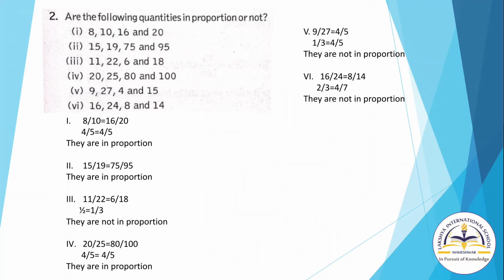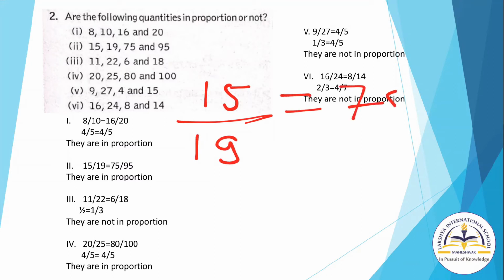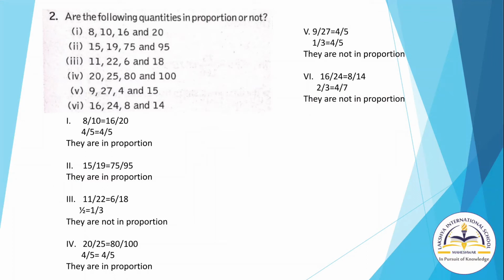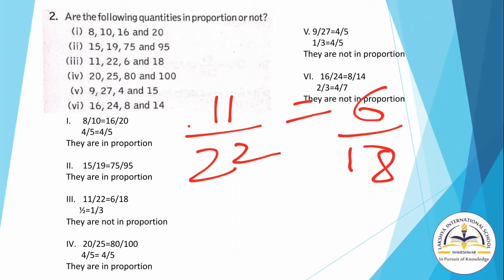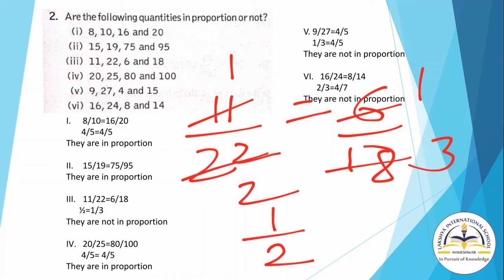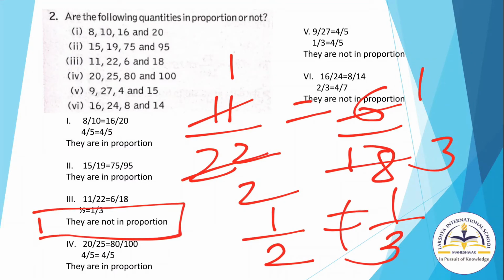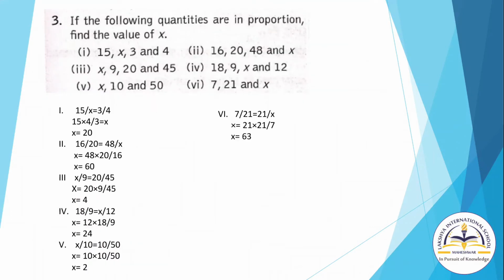Now we will solve the next one, that is 15 by 19 equals to 75 by 95. Now again we will get the same values. It means they are in proportion. When you solve them you will get the same values. Now the next one, 11 by 22 equals to 6 by 18. Now we will cut this with the table of 11, means 1 by 2. Now here we can cut with the table of 6. You will get 1 by 3. Now 1 by 2 is not equal to 1 by 3. That's why they are not in proportion. Now in the same manner you have to solve the other 3 questions.